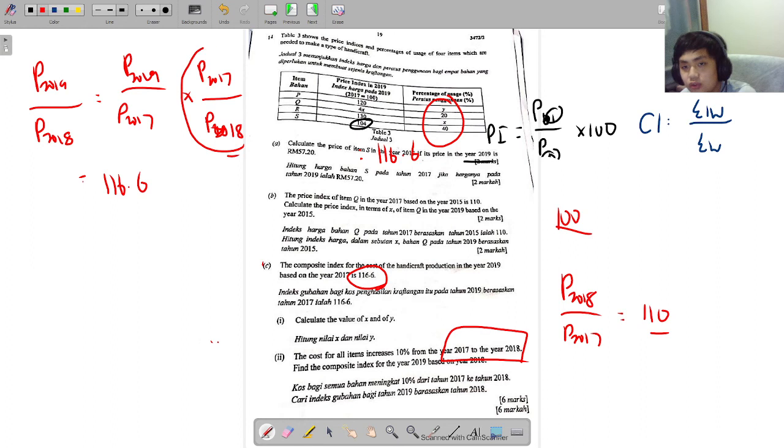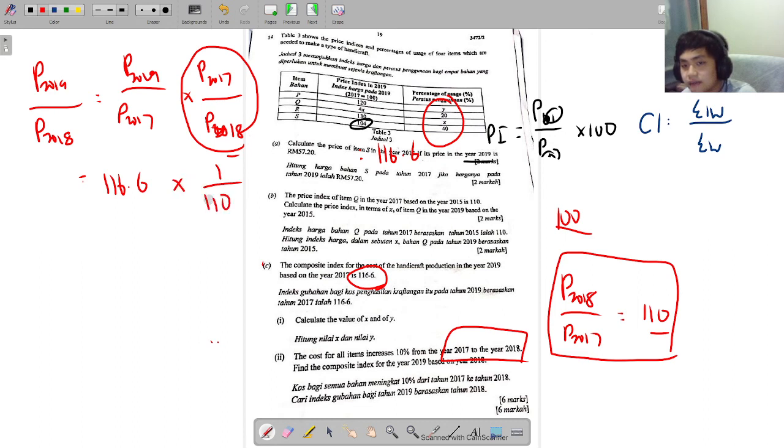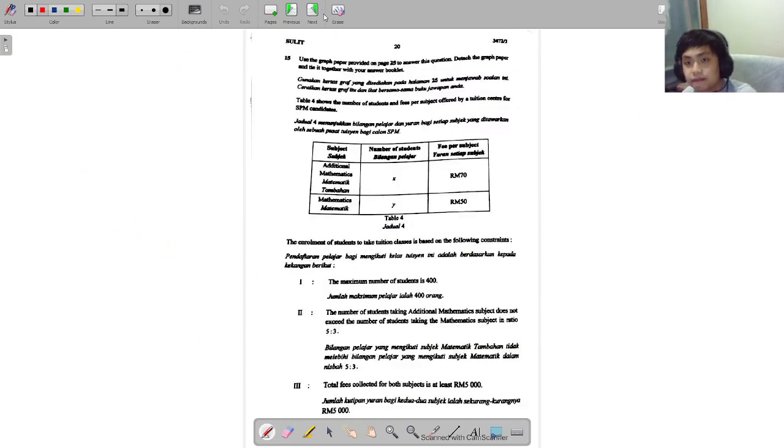So this is P 2017 over P 2018. Since P 2018 over P 2017 is like this, it's going to get inverted. Like I mentioned earlier, this is going to be a very small number, so I'm going to multiply by 100 just to standardize the number here. So the answer is 106. Done. So that is it for 14.